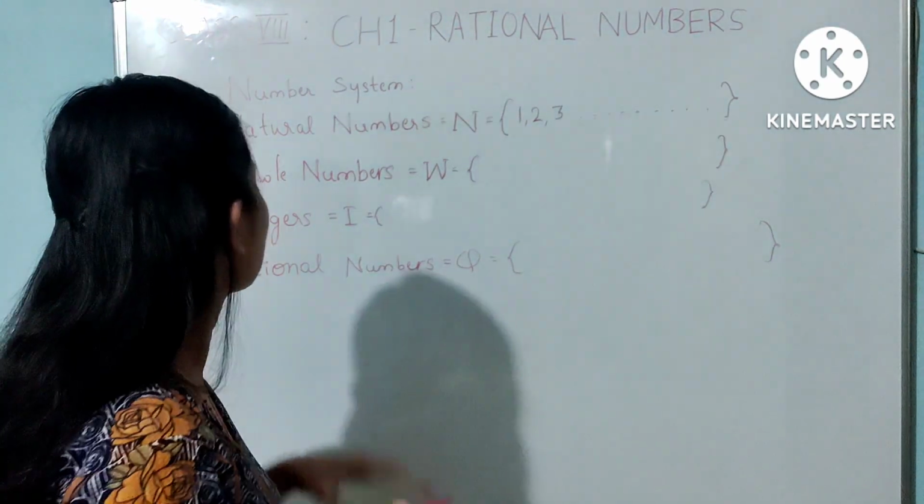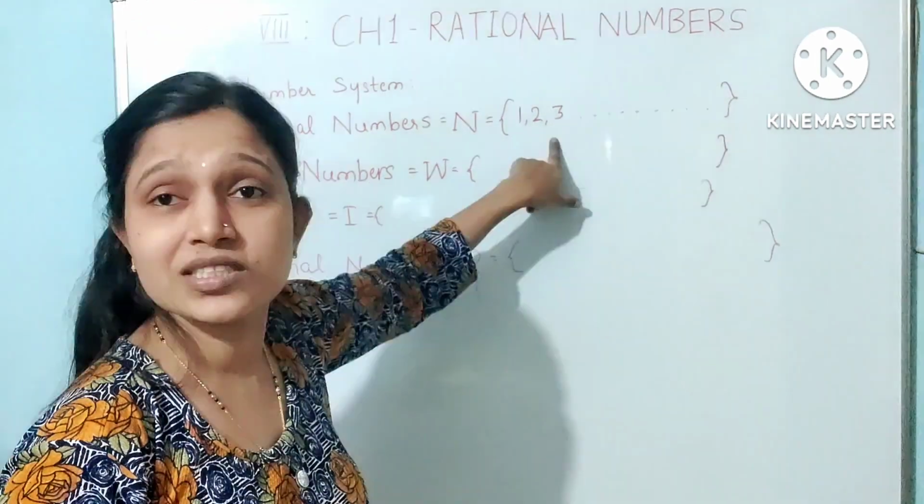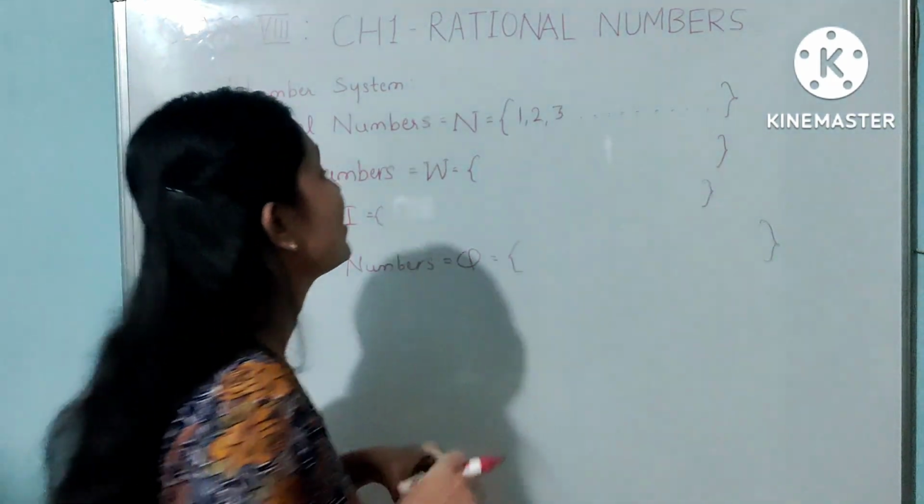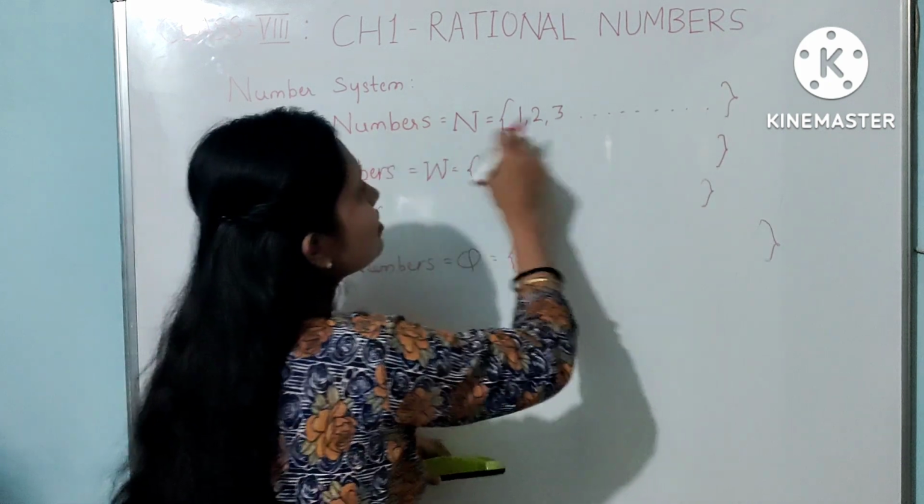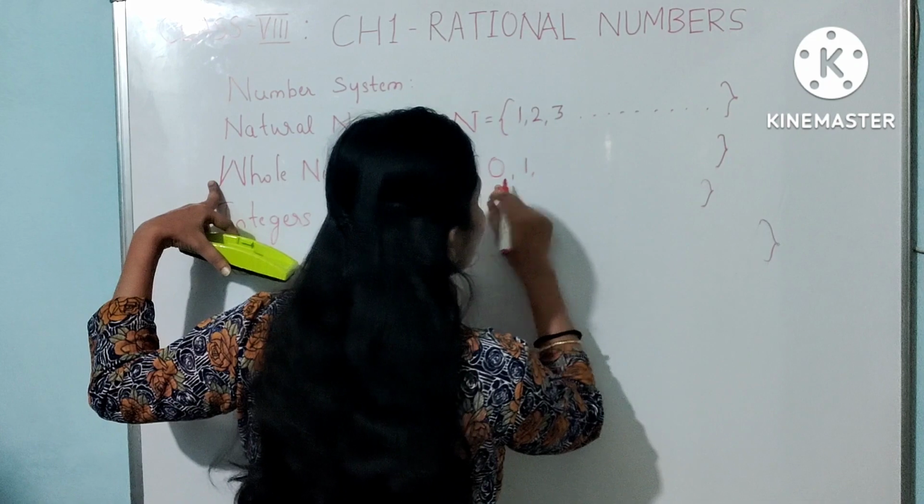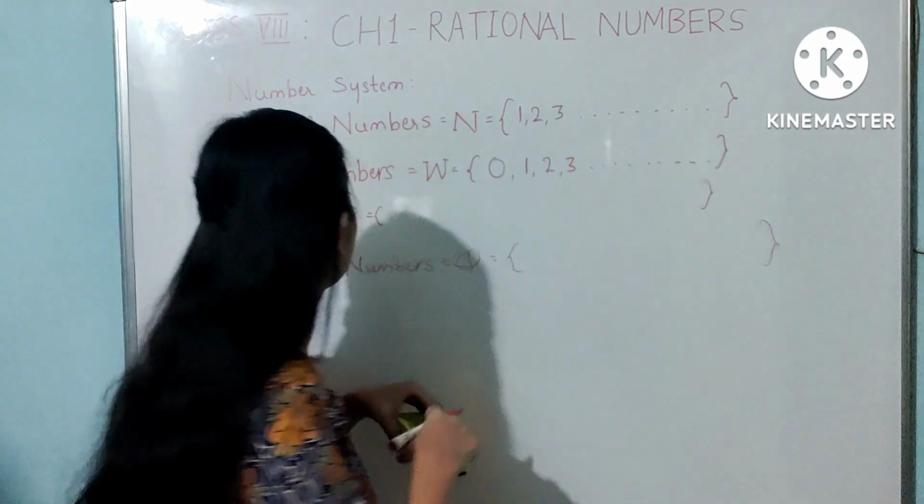The second set of numbers is whole numbers. Can you tell what is missing in natural numbers? Yes, right. 0. So if we add 0 to the natural numbers, then it becomes whole numbers. So 0, 1, 2, 3 and so on.